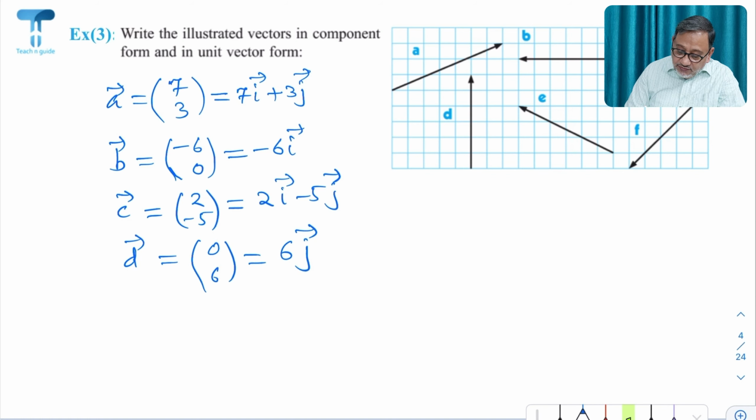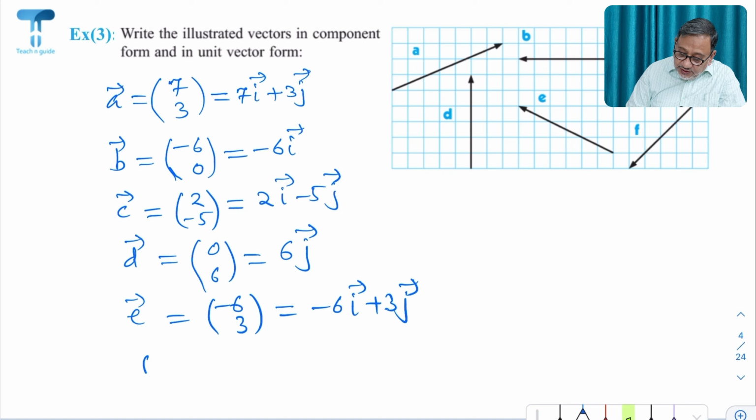Okay, vector E will be, now it is in the negative direction of x-axis. So 1, 2, 3, 4, 5, 6. So negative 6. And in the direction of y, 1, 2, 3. 3 in the positive direction. Okay, so 3 here. This is in the component form. In the unit vector form, it will be minus 6i plus 3j. Okay, like this I got E.